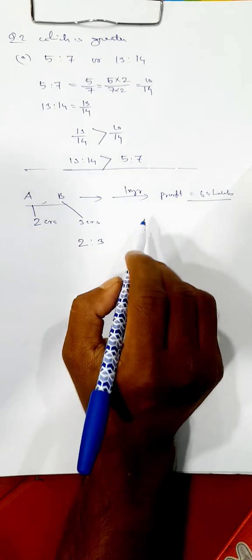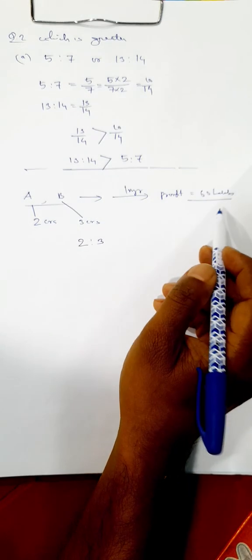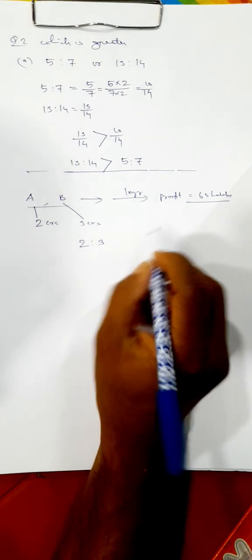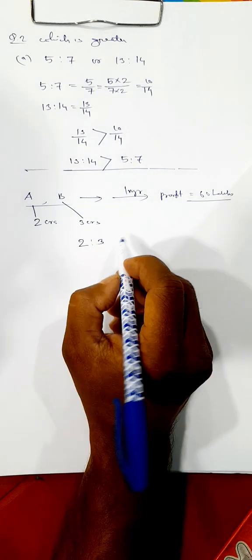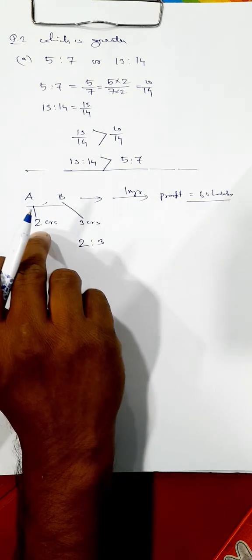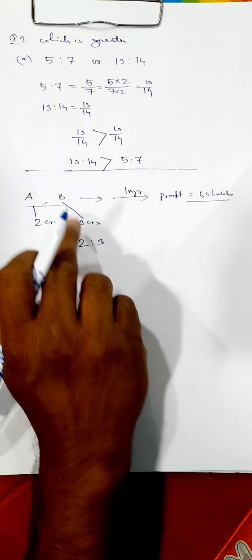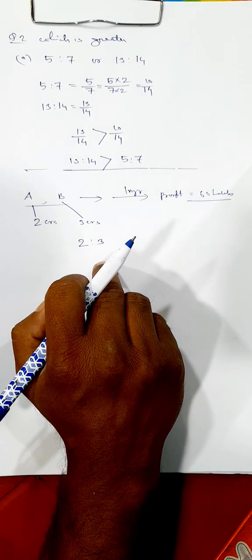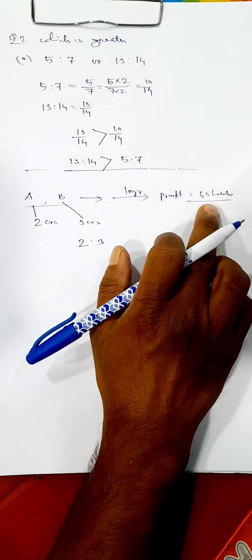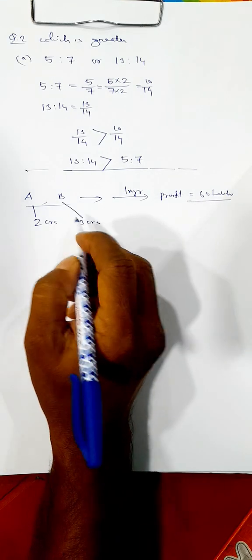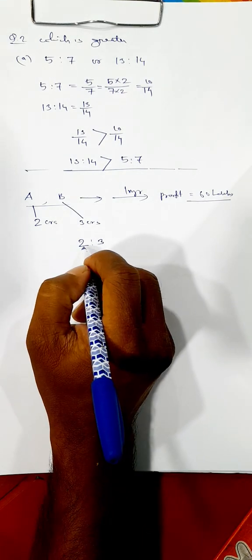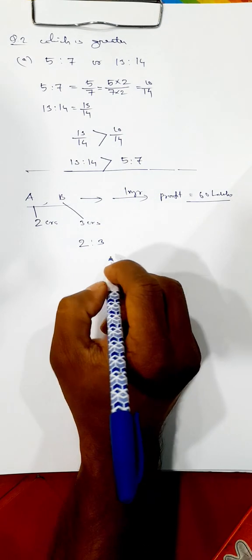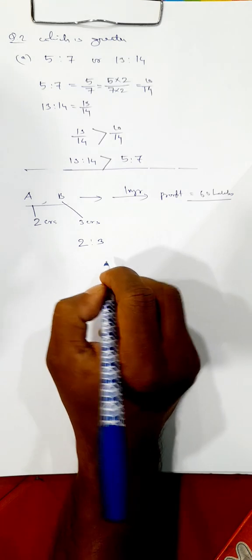At the end of 1 year, they made 60 lakhs profit from their business. Now, how will they divide their profit between them? Now you see, A invested 2 crores, B invested 3 crores. Is it ideal to divide the profit into two equal parts? No, because B is investing more than A, so his profit share should be more than A. So what would be the profit share of A and B?